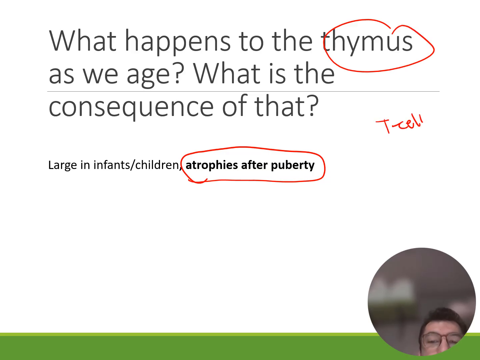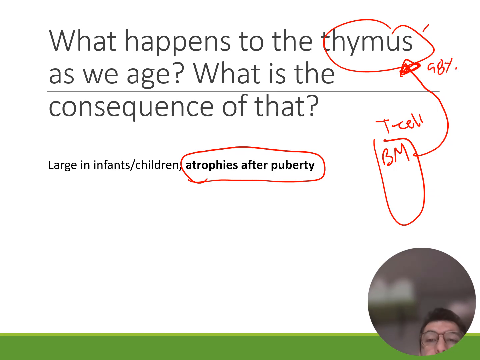T cells are produced in the bone marrow and then they are taken to the thymus where they get trained. About 98% of these T cells get destroyed and only 2% survive. But eventually we will have memory T cells that remember all the different types of infections there are. So we don't need to train that many anymore. So eventually this thymus starts to atrophy.